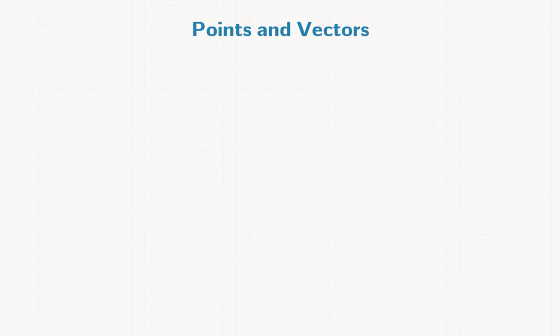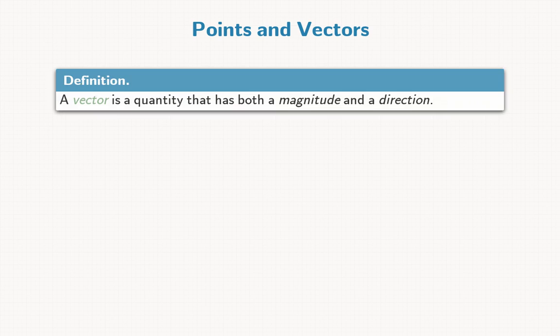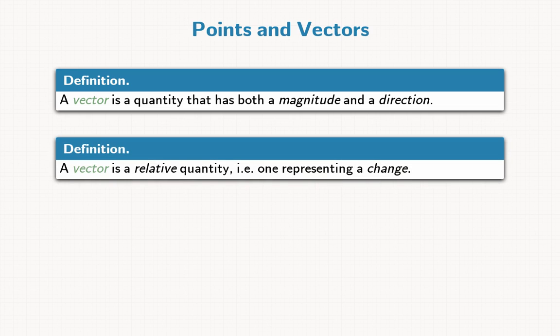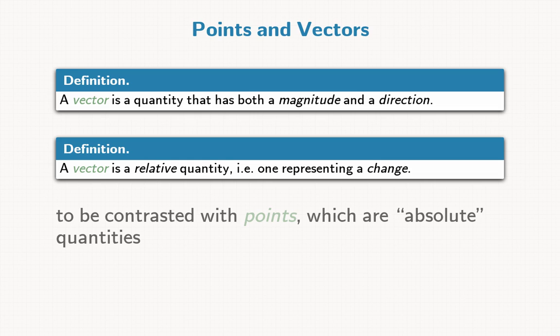In order to get anywhere with our math, we need a way to represent not just points in space, but also vectors. So first of all, what are vectors? There's a couple of perspectives on this. First, we could say that a vector is a quantity that has both a magnitude and a direction. Another point of view is that vectors are relative quantities, or quantities representing a change. And these should be contrasted with points, which are absolute quantities.